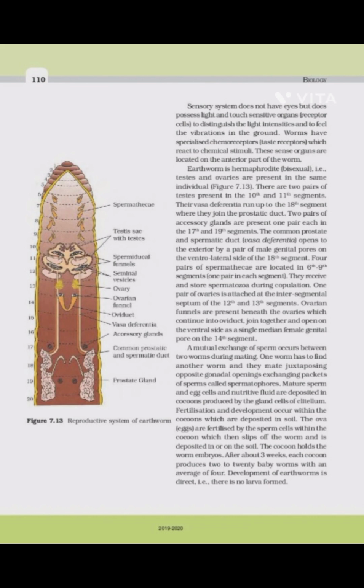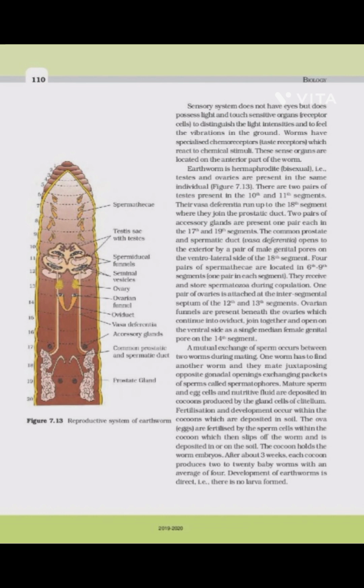Earthworm is hermaphrodite, bisexual, that is, testes and ovaries are present in the same individual. There are two pairs of the testes present in the 10th and 11th segments. Their vasa differentia run up to the 18th segment where they join the prostatic duct. The two pairs of the accessory glands are present, one pair each in the 17th and the 19th segments. The common prostate and the spermatic duct vasa differentia opens to the exterior by a pair of the male genital pores on the ventrolateral side of the 18th segment.